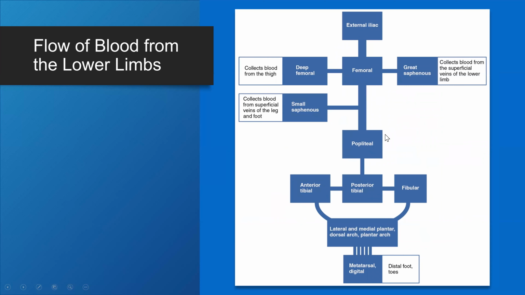And this is from foot and toes, right? So lateral and medial plantar, dorsal arches, plantar arch, anterior tibial, posterior tibial, fibula, popliteal, and that's our femoral that picks up from our two saphenous, great saphenous, small saphenous, deep femoral to external iliac, and then external iliac and internal iliac form common iliac vein, and then to inferior vena cava.